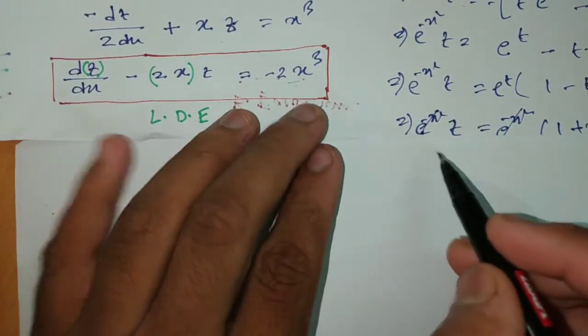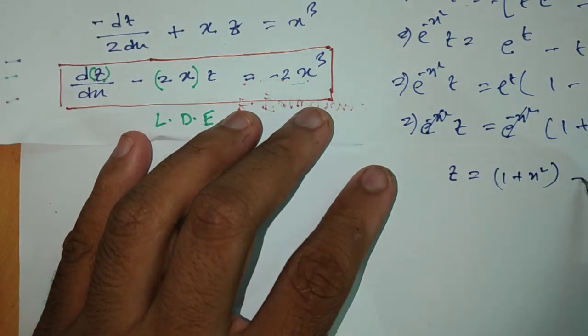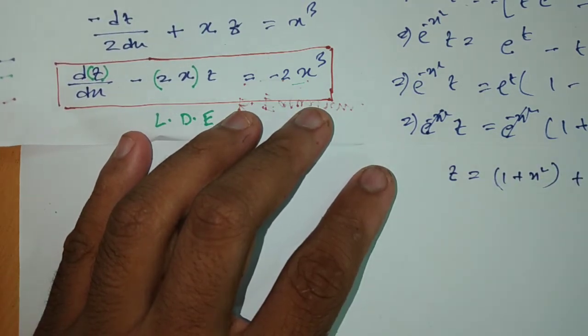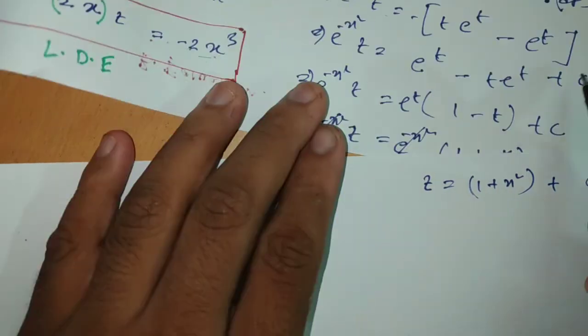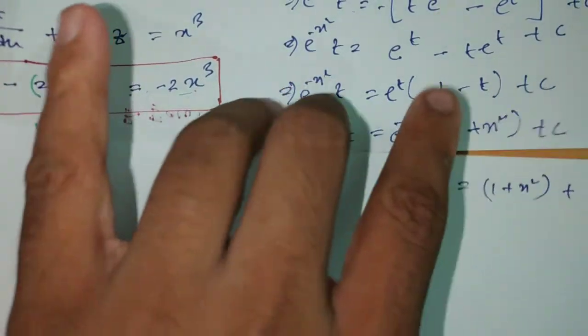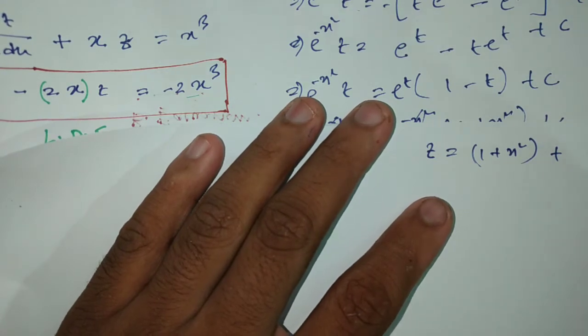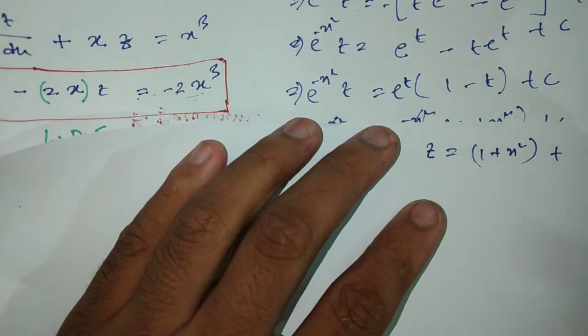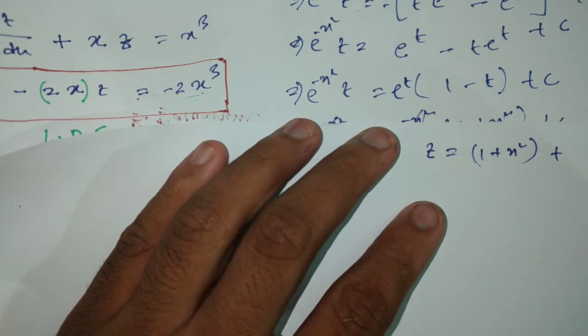So see, z is equal to 1 plus x square plus c. We already know that we need to take the constant c in e to the power x only, because if all the terms in the solution are in the exponential function, then the constant is also exponential. It will be e to the power minus x square.